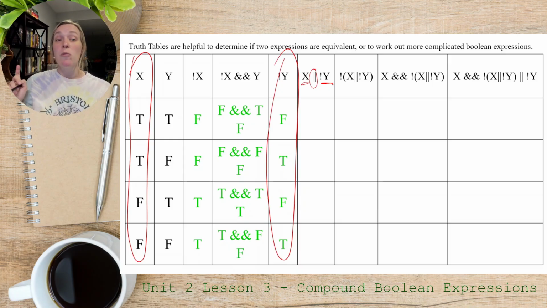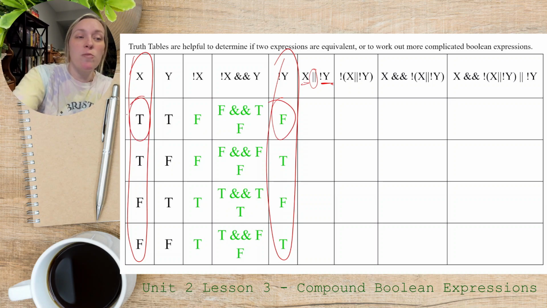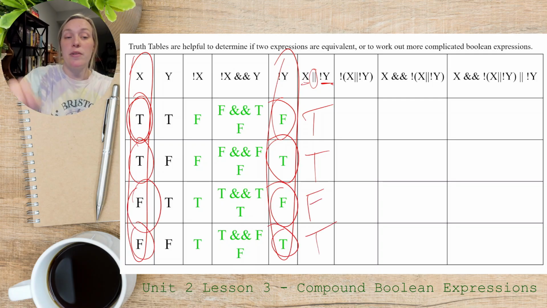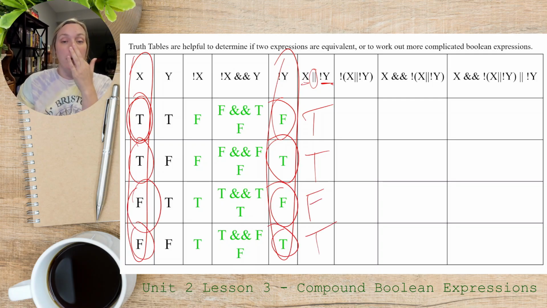Okay. Now we're looking at or. So remember, or is true when one or both are true. Okay. So in this situation, one of them is true. Here, both are true. Here, both are false. So this is going to be false. And here, one of them is true. Okay. So that's what you're going to get.